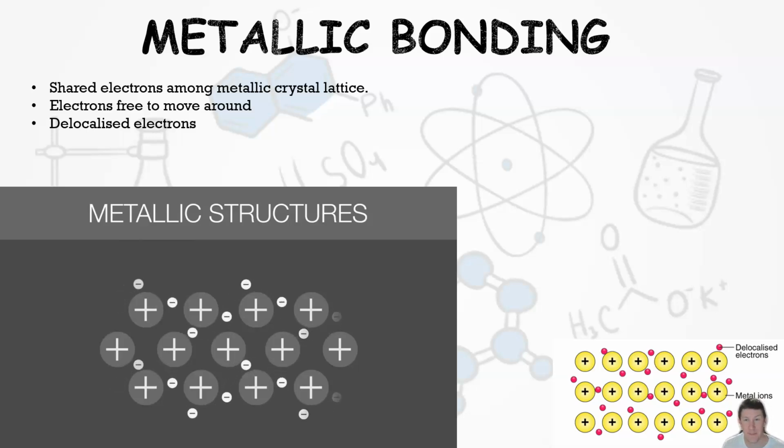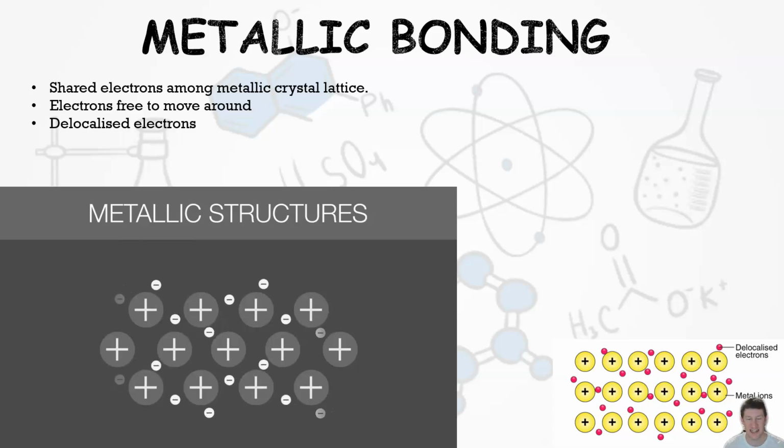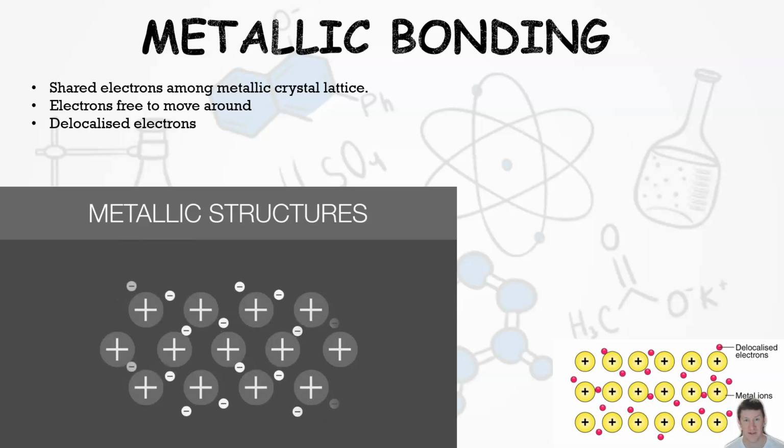And that's a big part of the reason why we can have electricity conducted through metals, because of the fact that these electrons can flow, and the flow of electrons is what electricity is. It's the flow of charge.